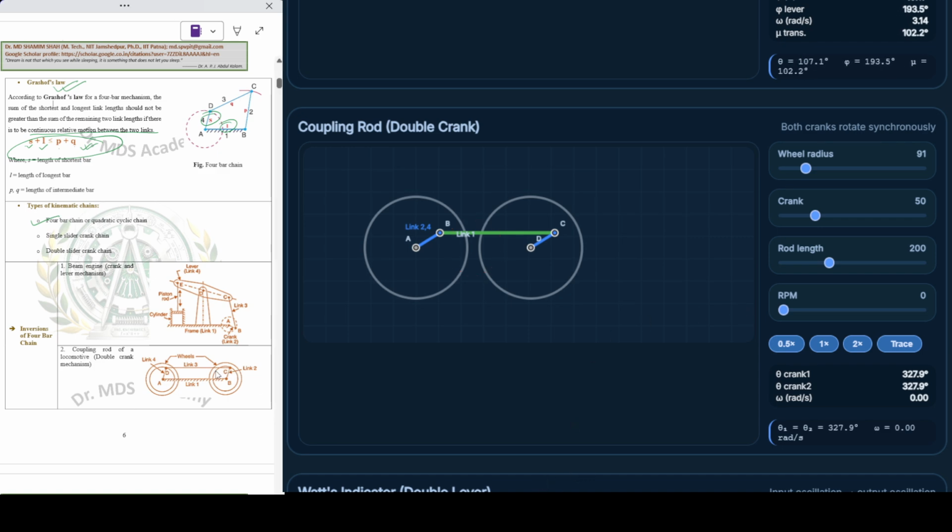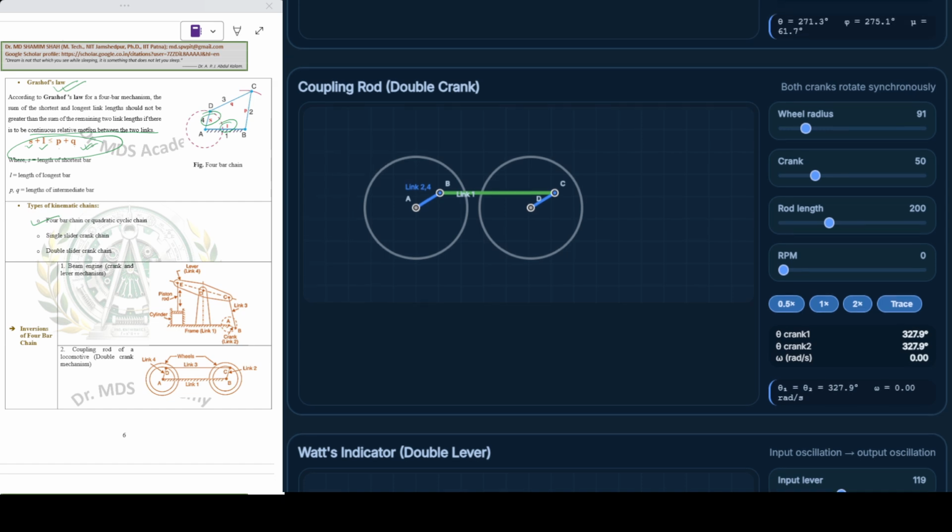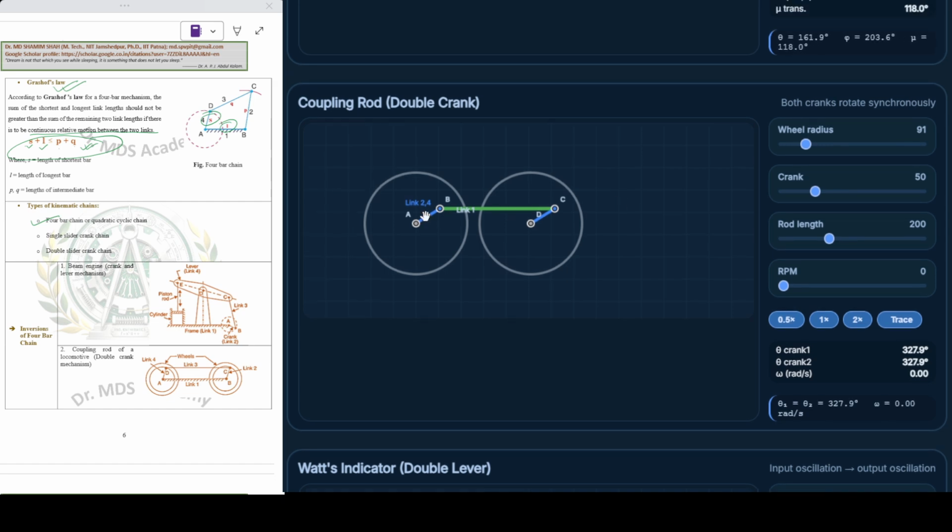So what we had seen was, after the beam engine, the coupler, the coupling rod. We have two cranks, link 4 and link 4. Link 2 was the double crank. Similarly here, see here, the blue one. This one and this one are our crank. You can increase the length also.